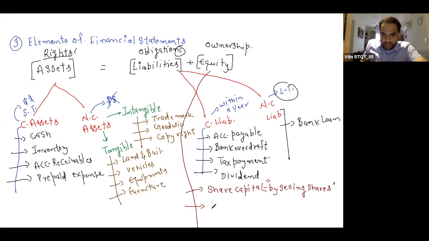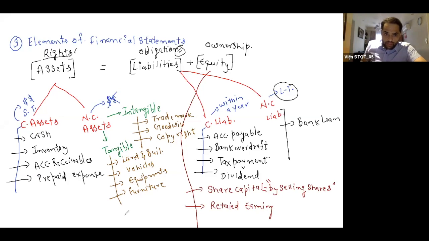Next is retained earnings, also known as your equity. Retained earnings means whatever money is left after paying all kinds of cost, all kinds of expense.